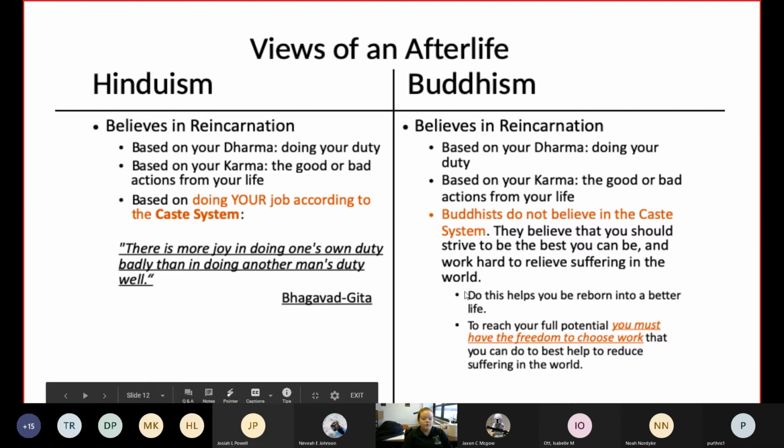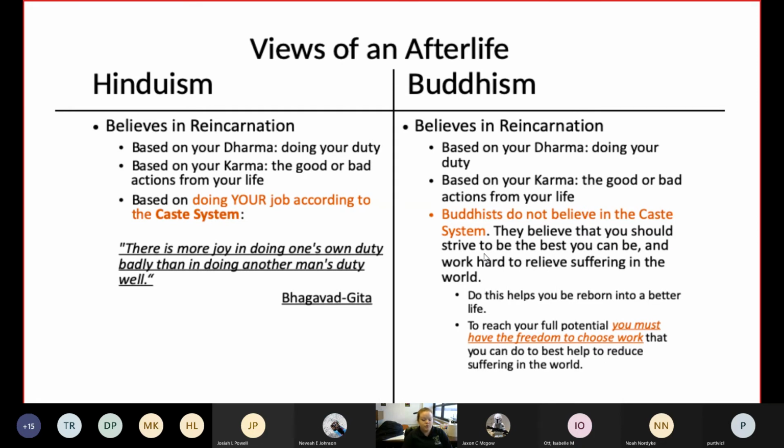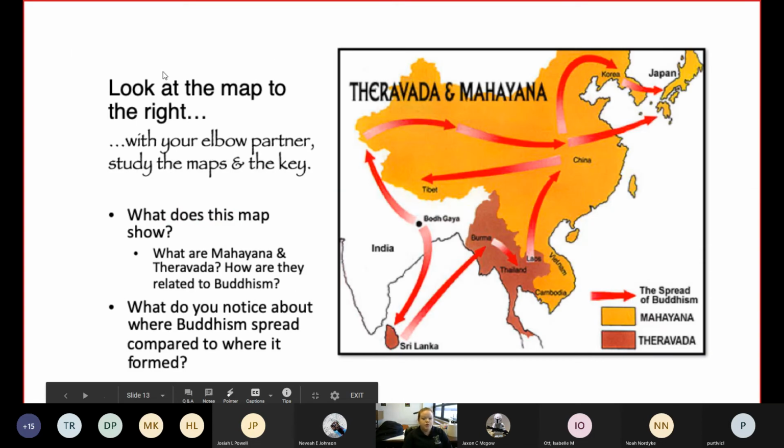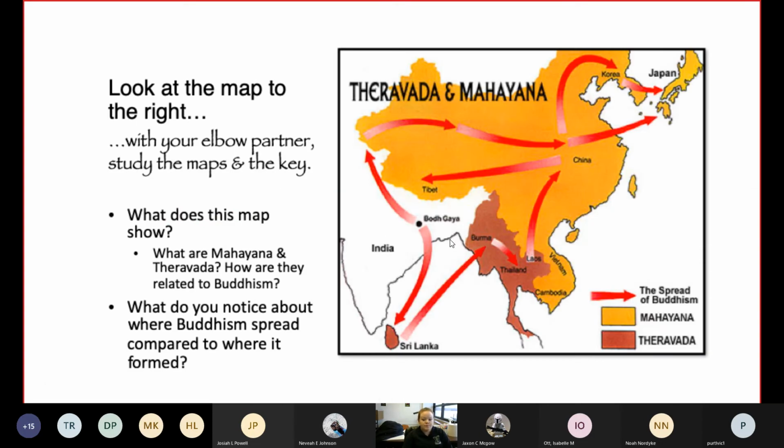Okay, so now if you scroll down in your notes, scroll down to the last two questions. It says, what does this map show and what do you notice? So we're going to look at this map right here. We said Buddhism began in Northeast India, so it begins in this area. So this map is showing the spread of Buddhism, right? So what does this map show? It shows the spread of Buddhism.